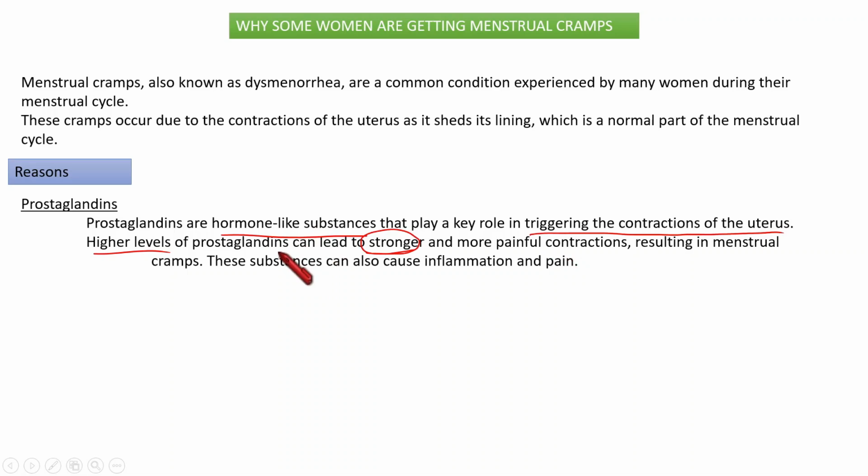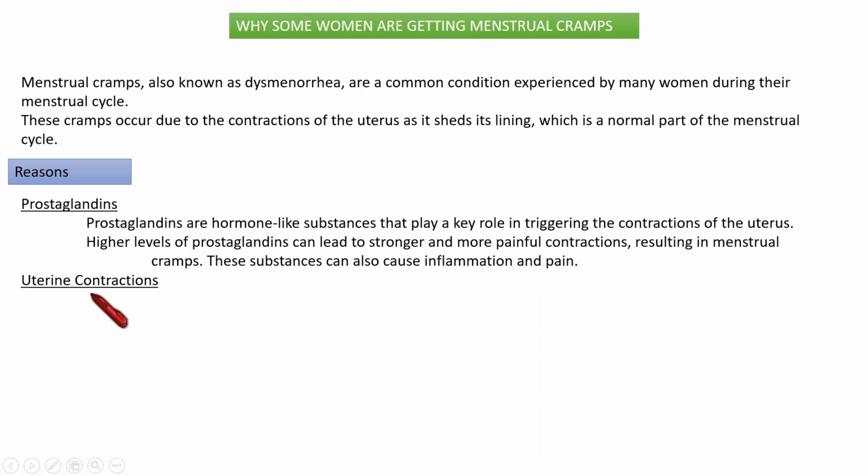And also, this prostaglandin, this substance, can cause inflammation in the uterus, and by that way also we will get pain. Okay, so that is the prime main reason, prostaglandins. But prostaglandin is necessary to facilitate the shedding off of the endometrium by bringing about the contraction of the uterus.